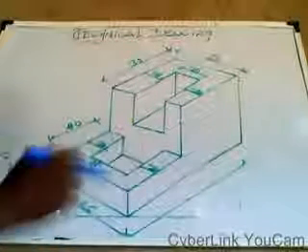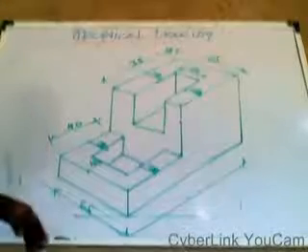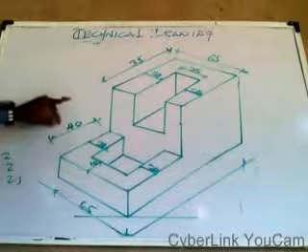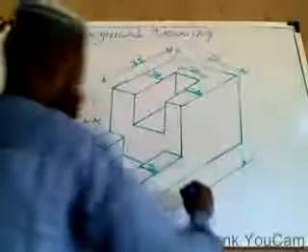I've told you that there will be addition and subtraction before you can get some part. It is not everything that you dimension that you leave it. So this one is 35, this one is 40. 35 plus 40, that is 75. So from here to here now is 75.